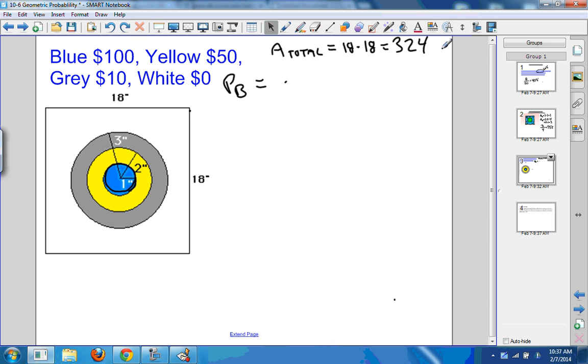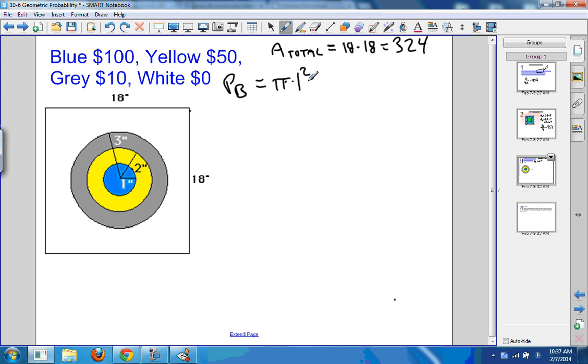So to find the probability of it landing on the blue here, we need to find the area of the blue and divide that by our total, 324. So the area of the blue, it looks like it's a circle with a, let me erase that. Looks like it's a circle with a radius of 1 inch. So the formula for the area of a circle is pi r squared. So pi times 1 squared.